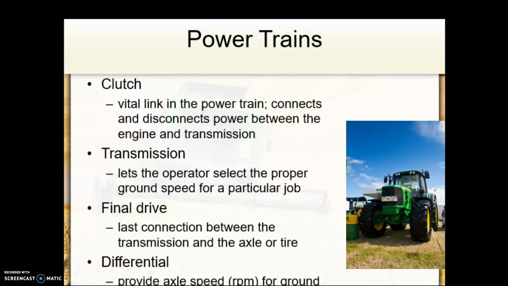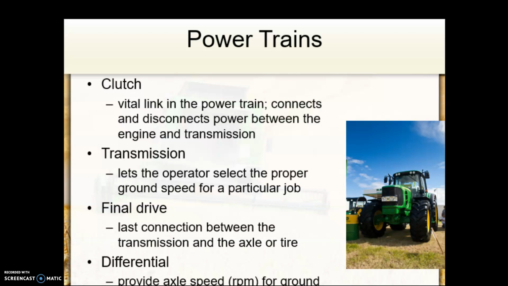It's going to have gears that are geared higher, so that you can achieve faster speeds. So when you're driving down the road, you can go faster. And then it's going to have lower gears. Lower gears are going to come in handy when you really need to maximize your torque and your lugging power. So that transmission is important because it lets you select the ground speed for a particular job.